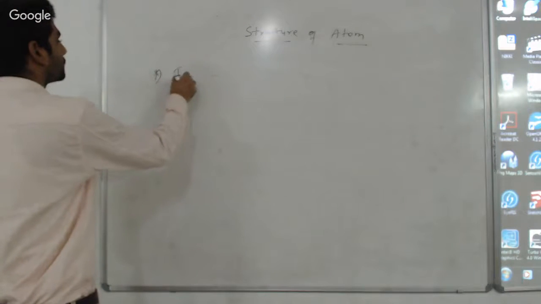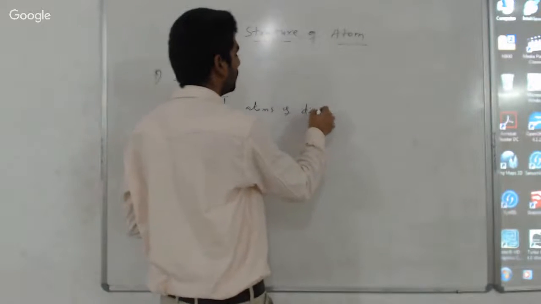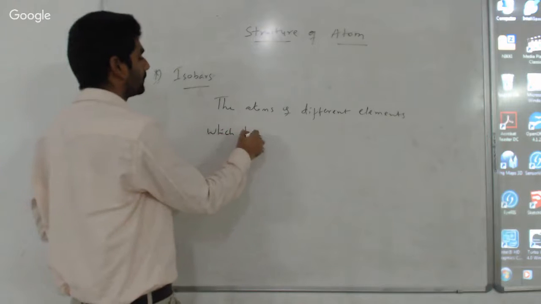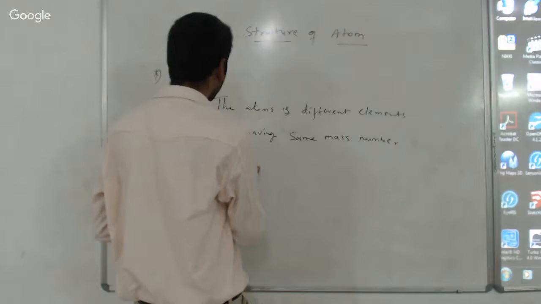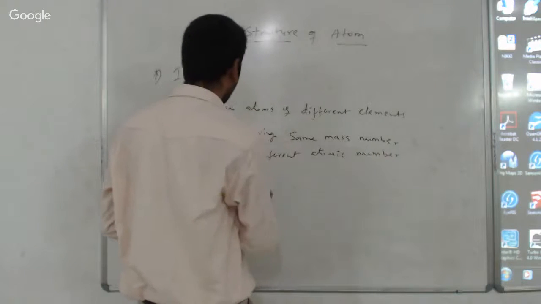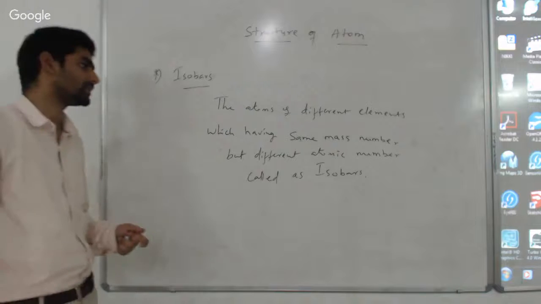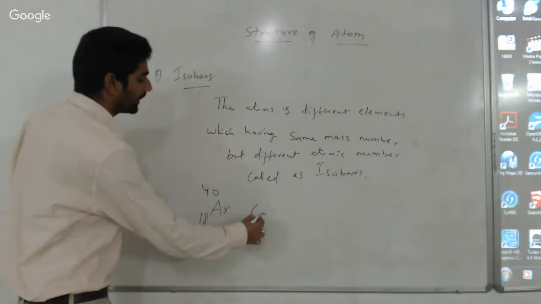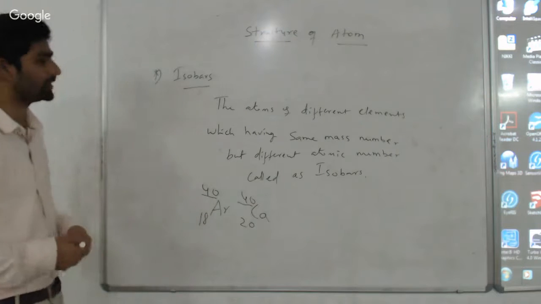Now isobars. The atoms of different elements having the same mass number but different atomic number are called isobars. Examples: argon 18, 40 and calcium 20, 40. Observe here that argon and calcium possess the same mass number but different atomic numbers. We call them isobars.